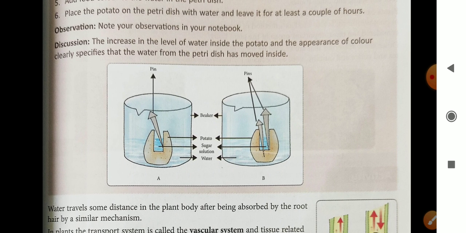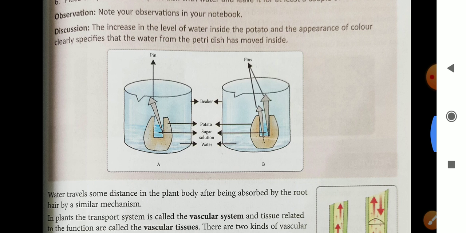What do we observe? We observe the increase in the level of water inside the potato, where we had kept the sugar solution earlier. Now we will see that the level is increasing.